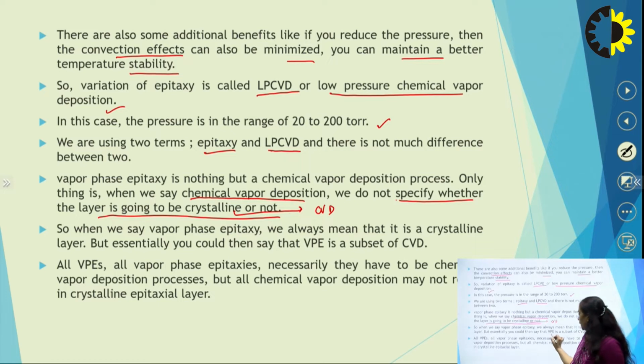Okay, so VPE is a subset of CVD. We can say that all vapor phase epitaxies are chemical vapor deposition processes, but all CVDs may not be VPE.